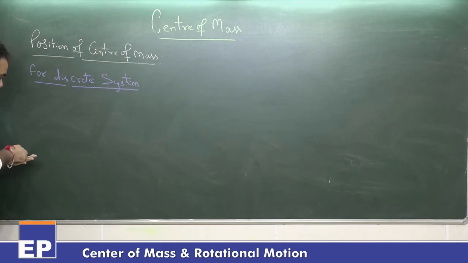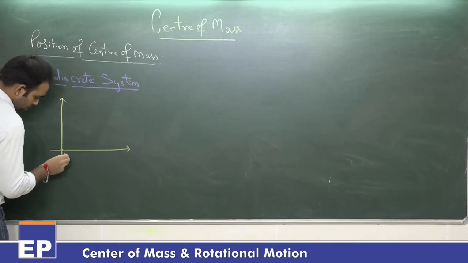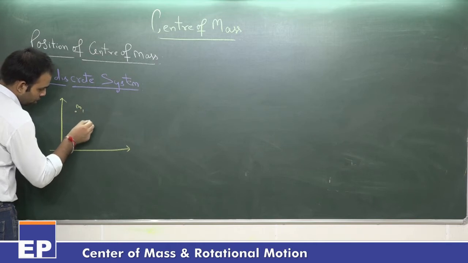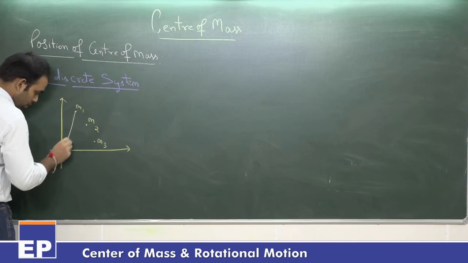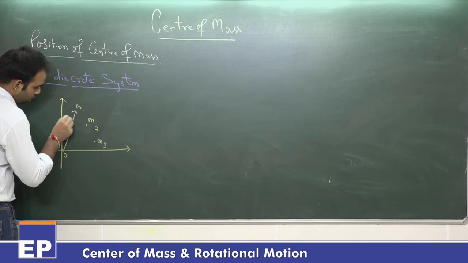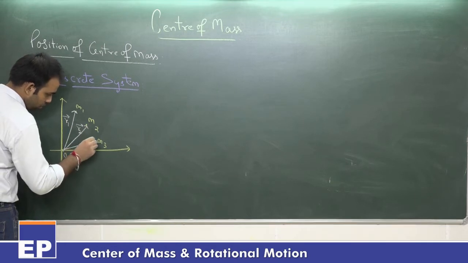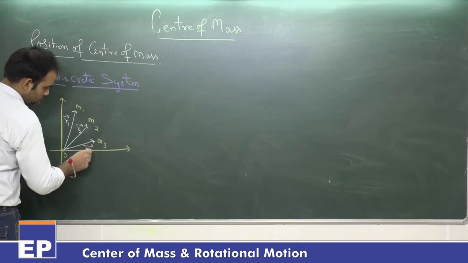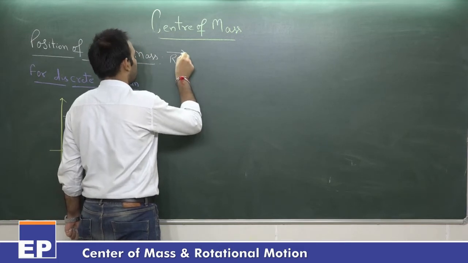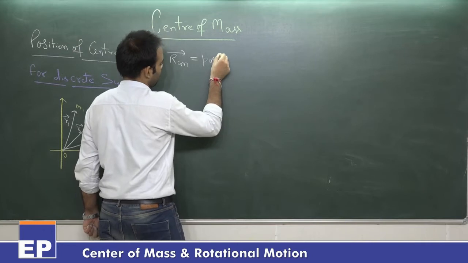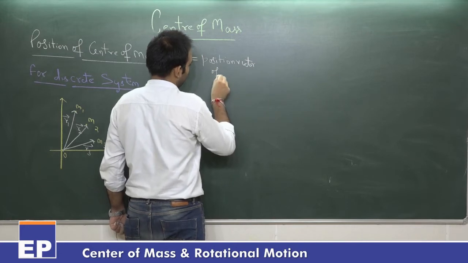देखो, let's suppose these are the different masses lying. This is M1, this is M2, M3 and so on. This is the position vector of M1, which is R1. Position vector of M2, which is R2. M3, which is R3. So we can say RCM is the position vector of center of mass.